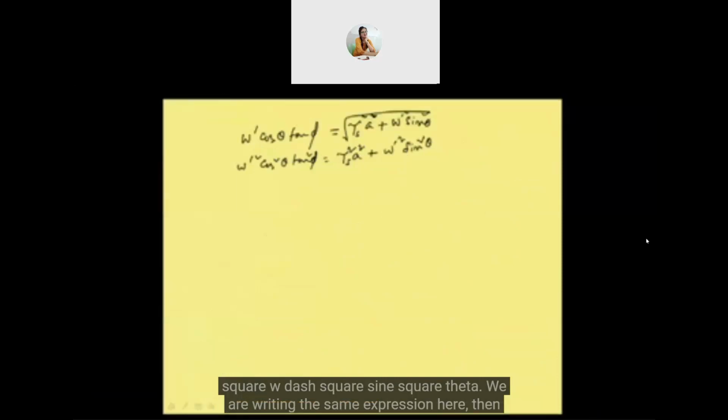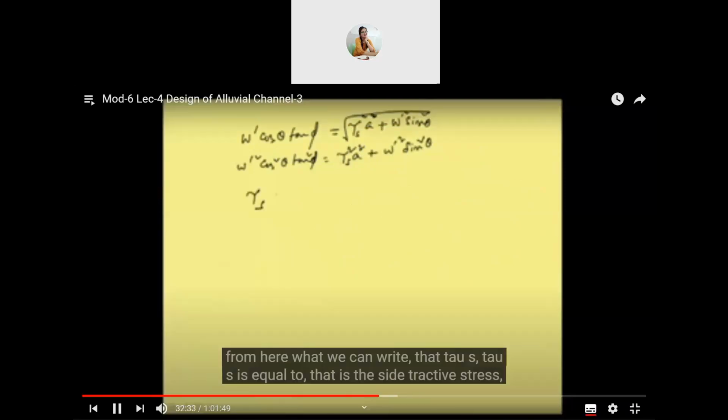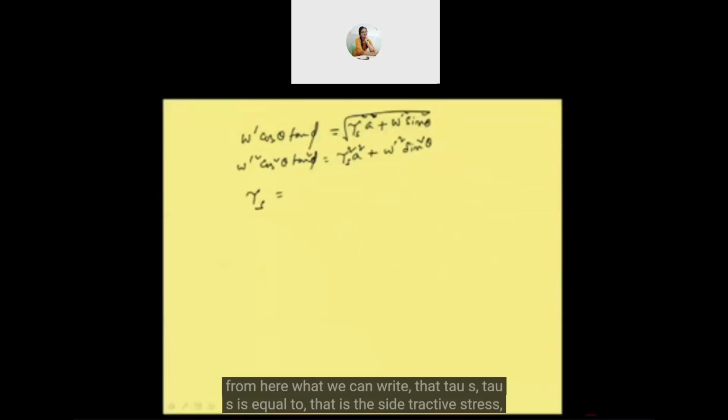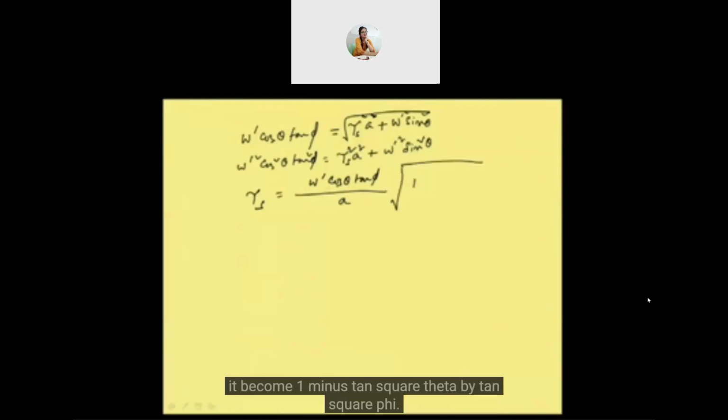Then from here what we can write is that tau s, the side tractive force, is equal to W dash cos theta tan phi by a. First we are writing tau s is equal to this minus that, and then we are taking W dash cos theta tan phi common, and of course we are taking the root, and then the other part becomes 1 minus tan square theta by tan square phi.